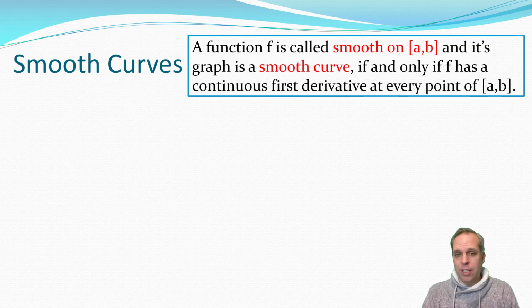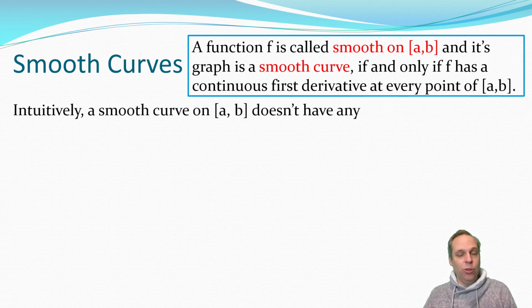smooth functions. A smooth function is just a function on an interval, so that on that interval, not only does the function have a derivative, but the derivative is continuous for every single value in that interval. In this case, we're talking about a closed interval. The curve itself is called a smooth curve.